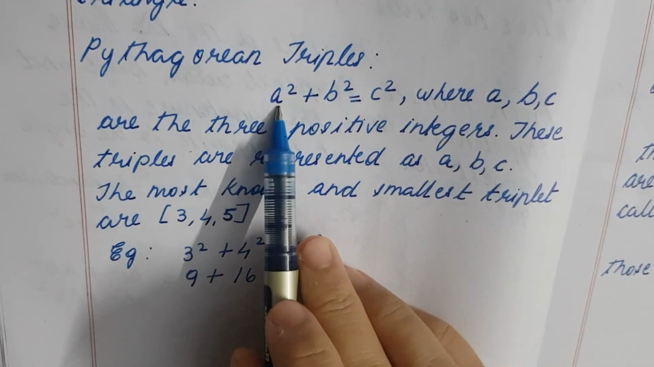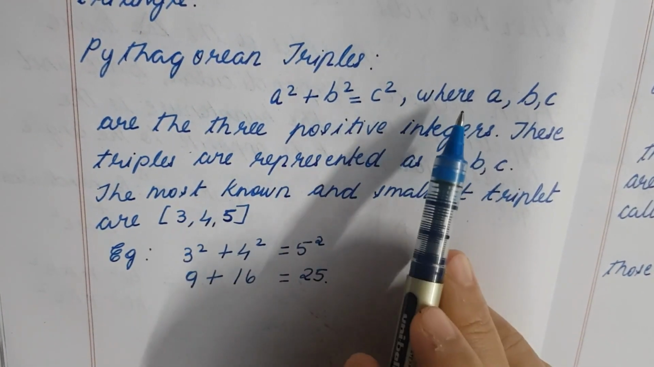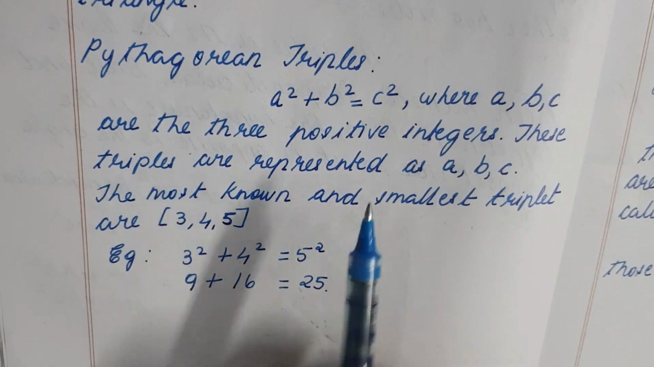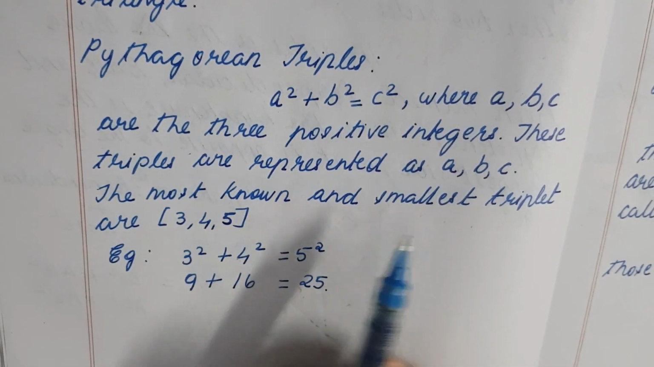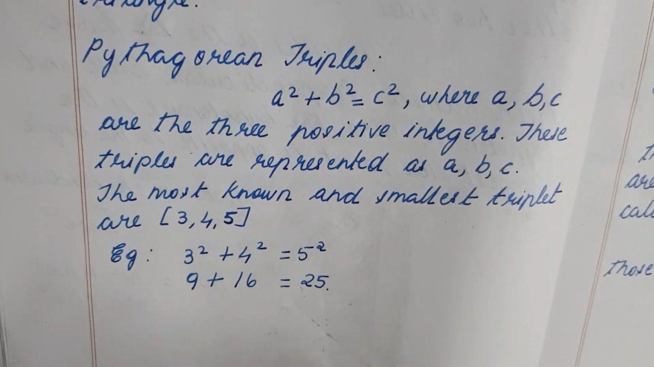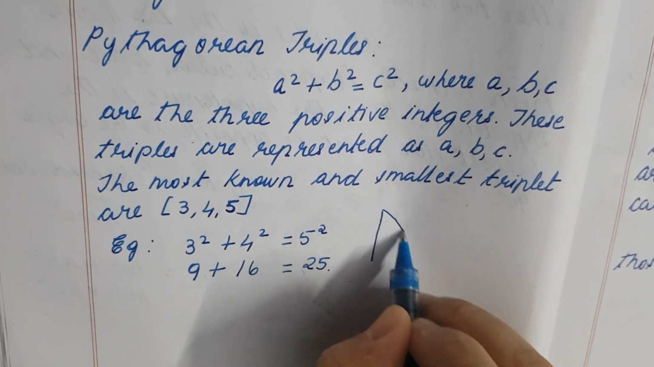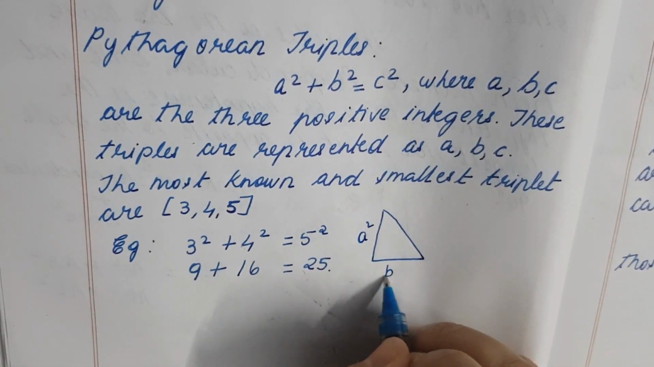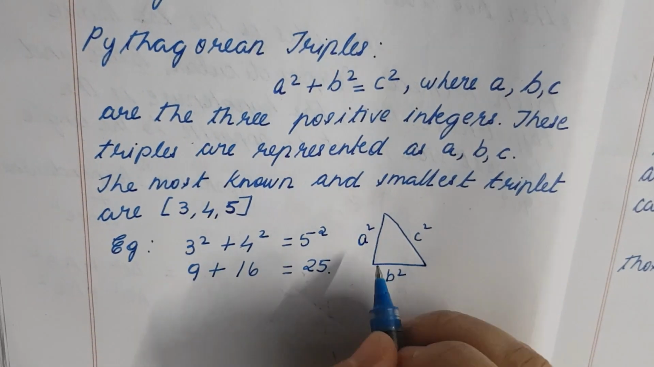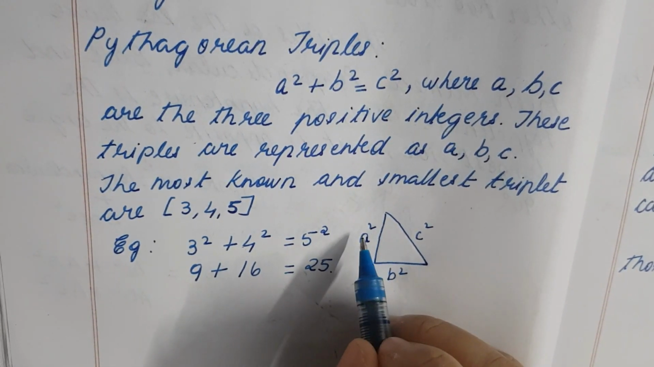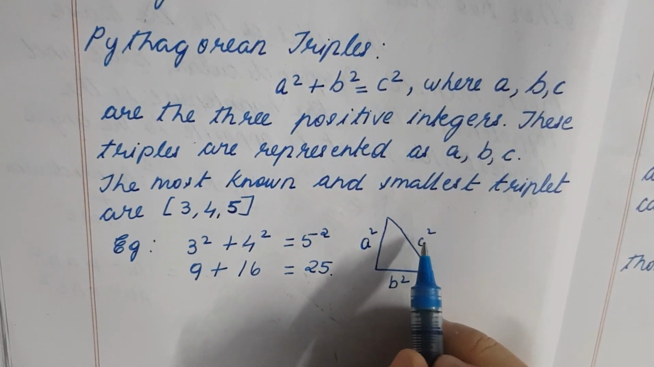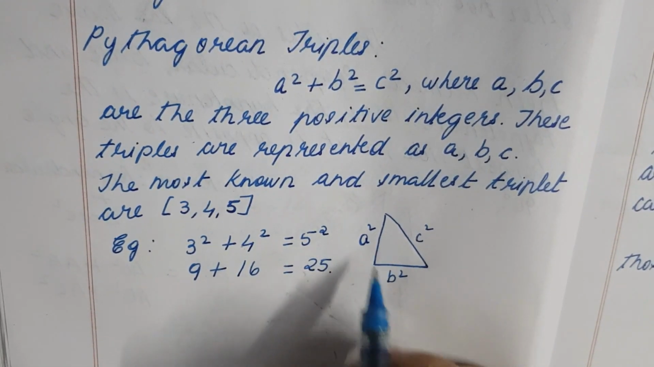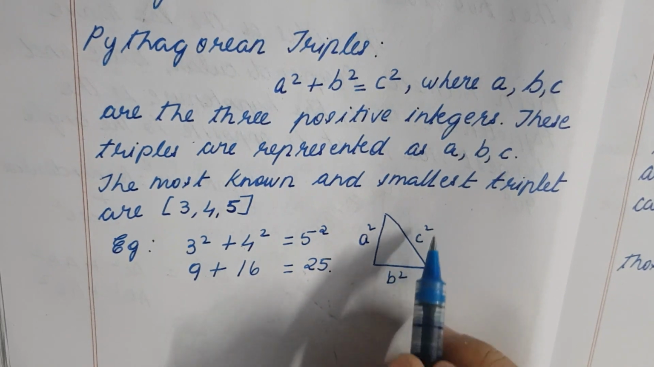Pythagorean triples. So a square plus b square is equal to c square, where a, b, c are the three positive integers. So these triples are represented as a, b, c. The most known and smallest triplet are 3, 4 and 5. So ஒரு ரைட் ஆங்கிள் ட்ரையாங்கிள் எடுத்துக்கலாம். ஸோ இதை a ஸ்கொயர்னு எடுத்துக்கலாம், இதை b ஸ்கொயர்னு எடுத்துக்கலாம் அண்ட் இதை c ஸ்கொயர்னு எடுத்துக்கலாம். ஓகே, ஸோ a வந்து it denotes perpendicular, b denotes base and c denotes hypotenuse. ஸோ இப்போ பாருங்க, இது ரெண்டத்தையும் நம்ம ஸ்கொயர் பண்ணி ஆட் பண்ணோம்னா it will be equal to c square, the hypotenuse, கரெக்டா?